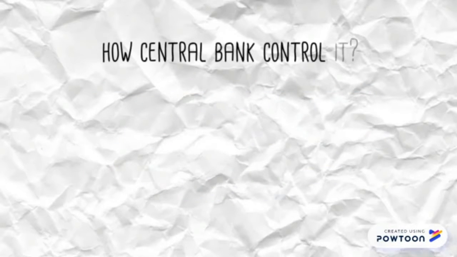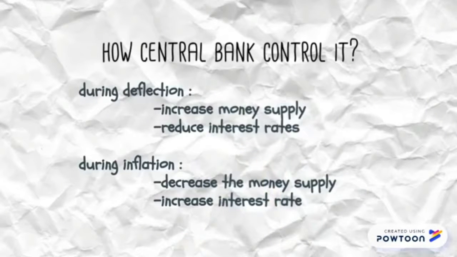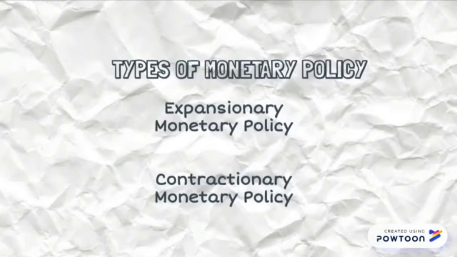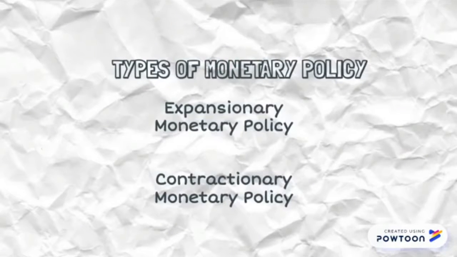How to control it? During deflation, increase the money supply and reduce the interest rates, and during inflation, decrease the money supply and increase the interest rates. This is the way to maintain stability and price. There are two types of monetary policies. The first one is expansionary and the second one is contractionary.